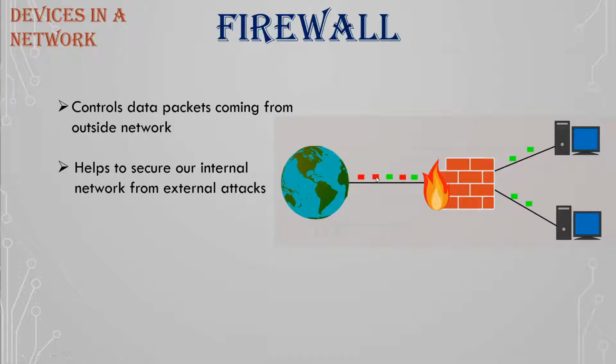The data coming from the external network to our internal network has good packets and also unwanted packets. So the firewall in the middle here will block the unwanted packets and allow only the good packets into our internal network, thus securing our network from attacks.